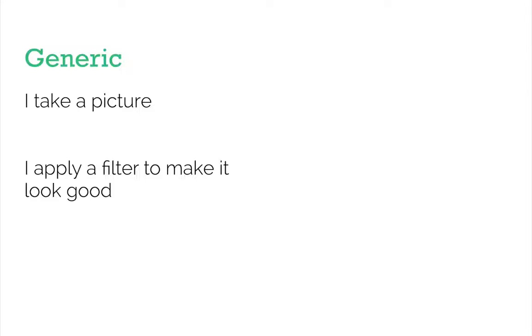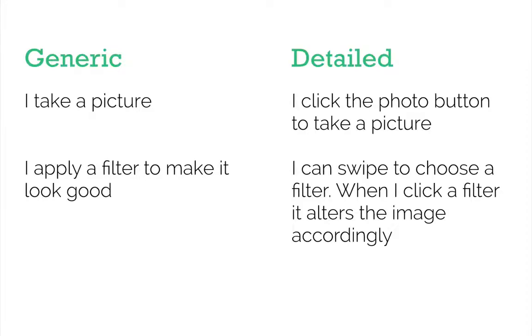One that's more generic, that says, as Kevin, I can take a picture and apply a filter to make it beautiful. The other type of narratives is more detailed and explicit. It describes each step of the flow. For instance, I click the photo button to take a picture. Next story will be, I can swipe to choose a filter. When I click a filter, it alters the image accordingly.